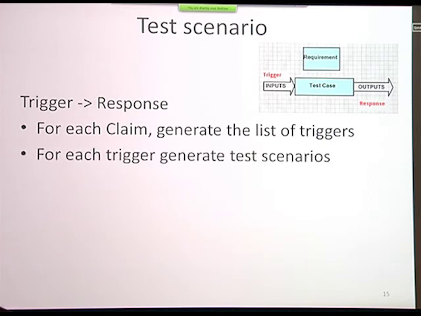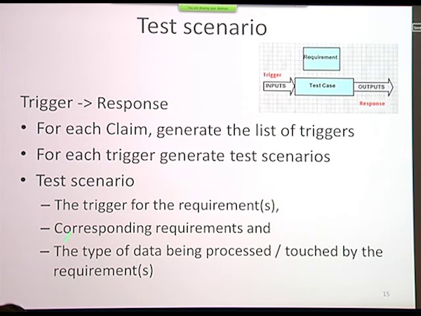Okay, so here we are. For each of these claims, we generate a list of triggers. So if we say that the car will start as expected, then there is a set of triggers. Either they are human generated, or there are internal checks or events which are programmed by the designers. Okay, for each of the triggers, then we try to generate the test scenarios.